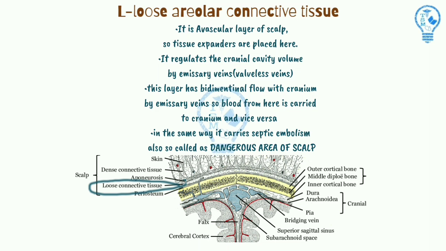It regulates the cranial cavity volume by emissary veins. Emissary veins are valveless. Loose areolar connective tissue layer maintains a bidirectional flow with cranium with help of these emissary veins. Blood from loose areolar connective tissue is carried to cranium and from cranium to loose areolar connective tissue. As blood moves, same way the septic emboli also moves from this layer to cranium. So it is called as dangerous area of scalp. This is the most important thing which you have to remember.